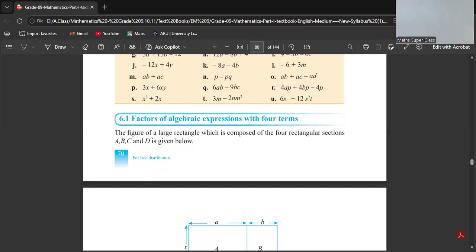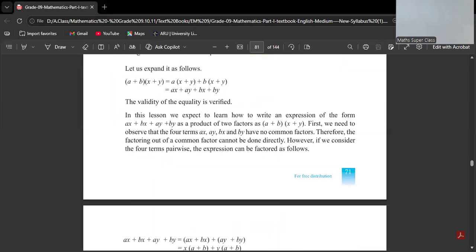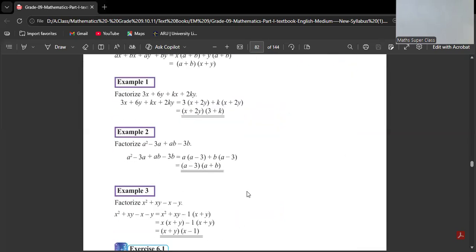Okay. Now you have questions like this, then you have to simplify this. I'm going to explain this one. Here. Wait. I'm going to explain this one. a square minus 3a plus ab minus 3b. Okay. a square minus 3a plus ab minus 3b.